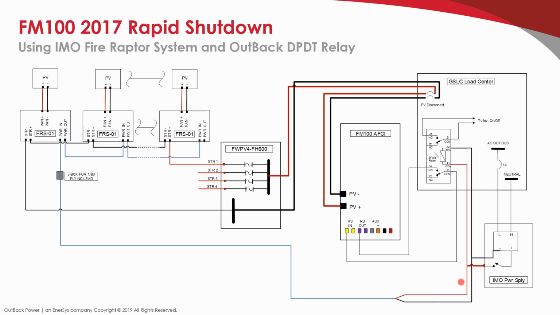That power supply then feeds into 2 things. One, of course, the switch is connected to the IMO's FRS-01 power supply or rapid shutdown modules on the roof, or we're not necessarily on the roof, at the array, so each PV module. So this is the standard installation for the IMO devices. The instructions come with their products when you order them through OutBack.